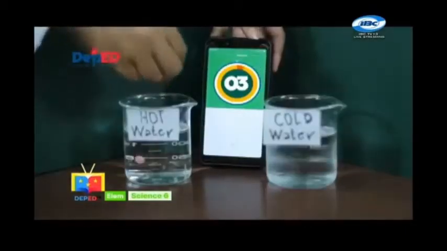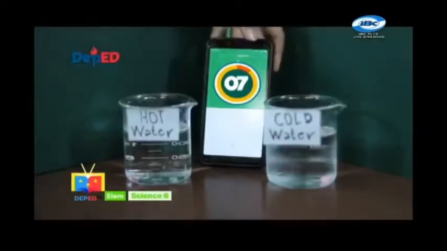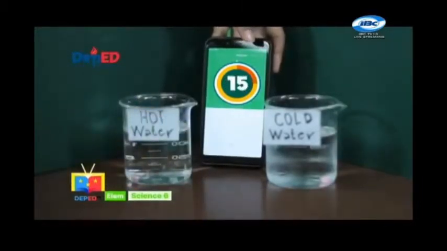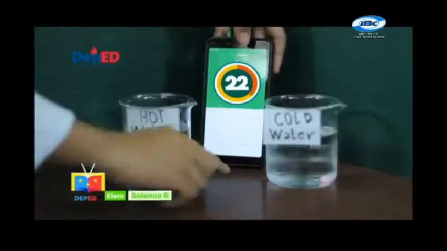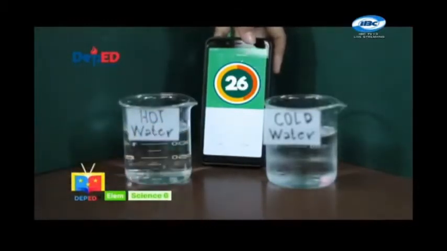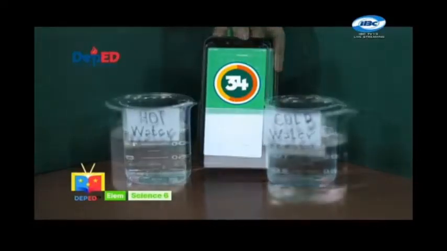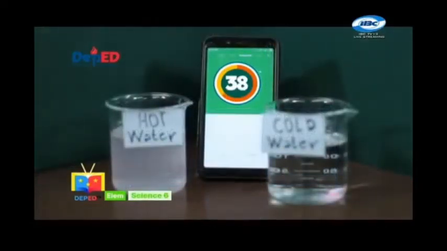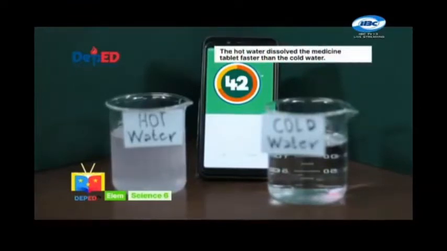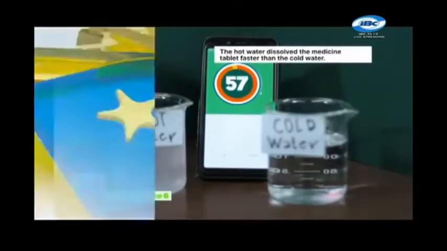Let's put these medicine tablets in each container and wait for the time when the 2 medicine tablets will be dissolved in the water. Now, what did you observe on these containers? Right! The hot water dissolved the medicine tablet faster than the cold water. Hot water dissolves solute faster than cold water. So, increasing the temperature of the solvent will increase the solubility of the material.